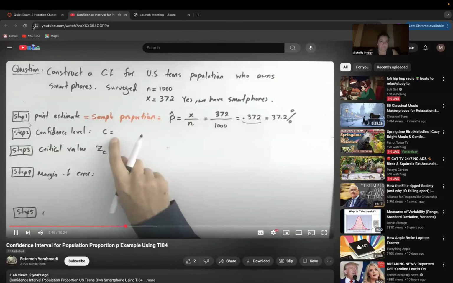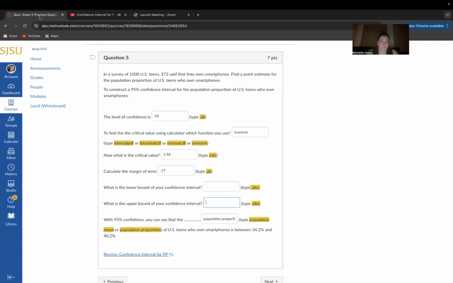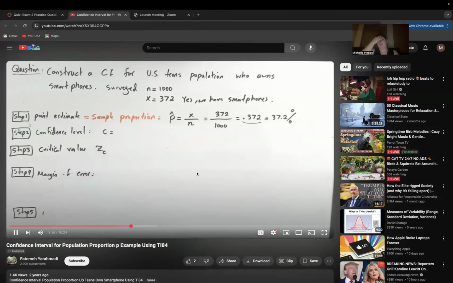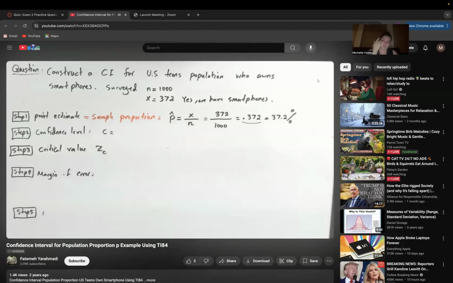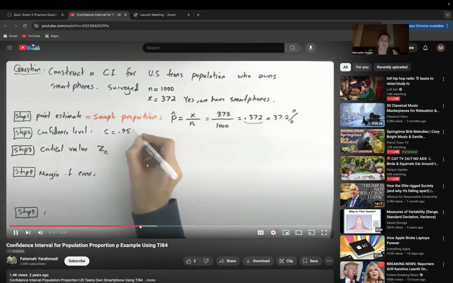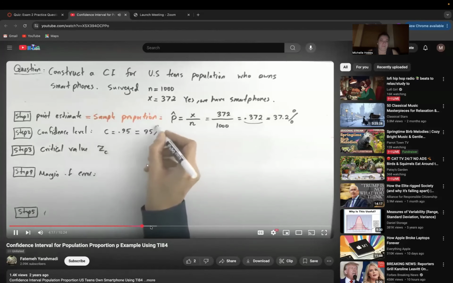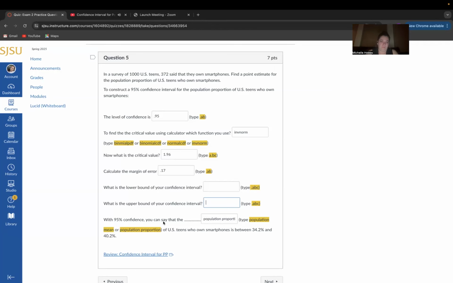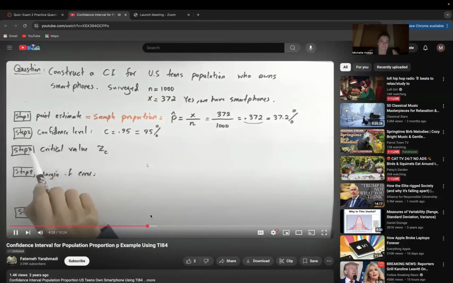Do we have any information about confidence level? Do you know what confidence level is? Any idea about that? If it's not given, what should I use? What is the value that I'm going to use if it's not given? 95%. Okay. We are done with step 1. We're done with step 2. Thank you, Chloe. Thank you, Vic.